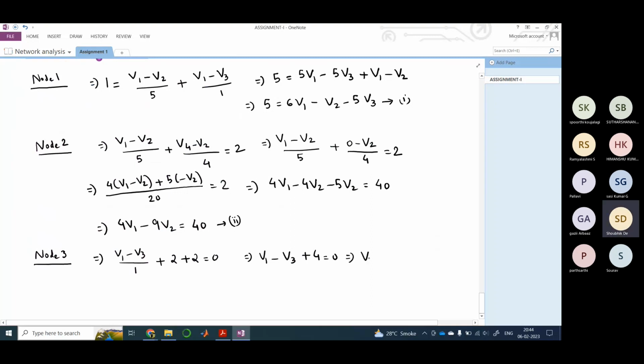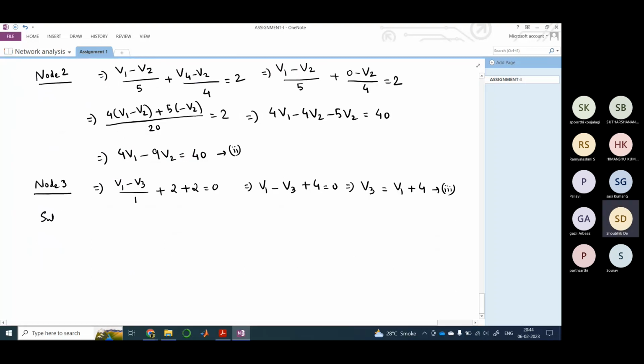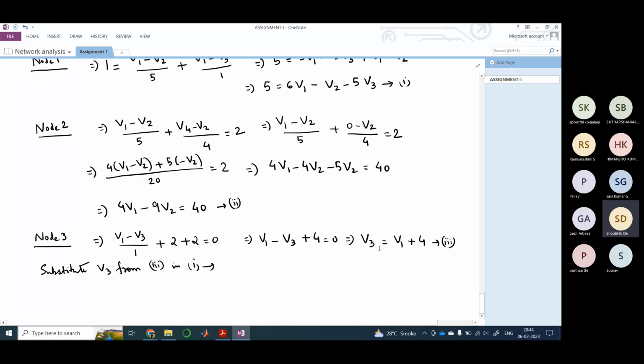You can obviously write this as V3 equals V1 plus 4, right? So this is my equation number 3. So I will substitute V3 from 3 in 1, right? So my V3 is this, I'm just substituting here. So my new equation will be 5 equals 6V1 minus V2 minus 5 into V1 plus 4, right? So this is pretty simple.